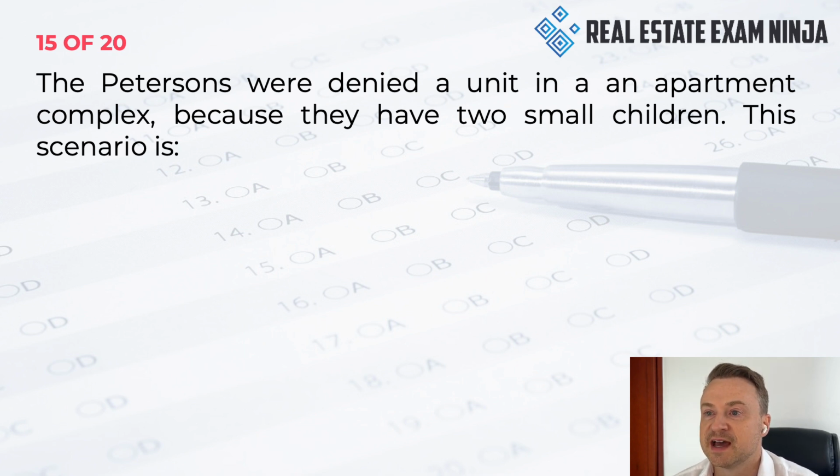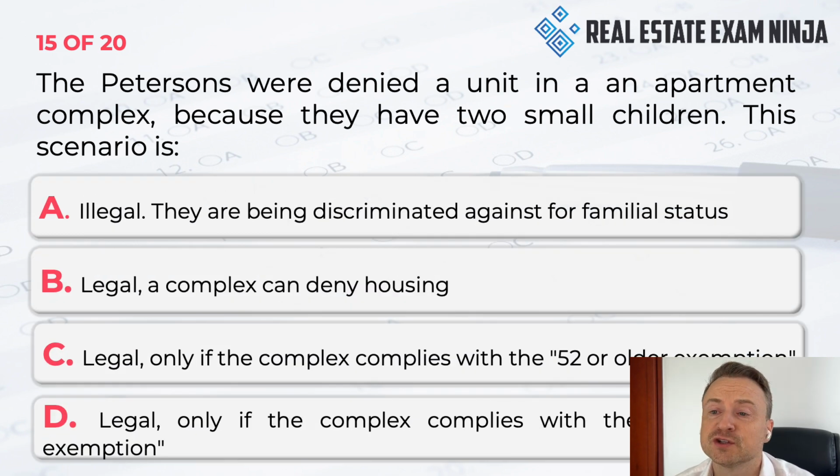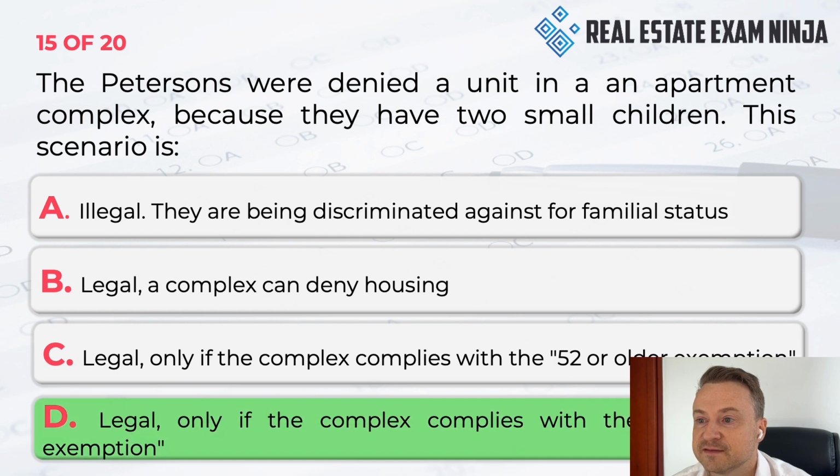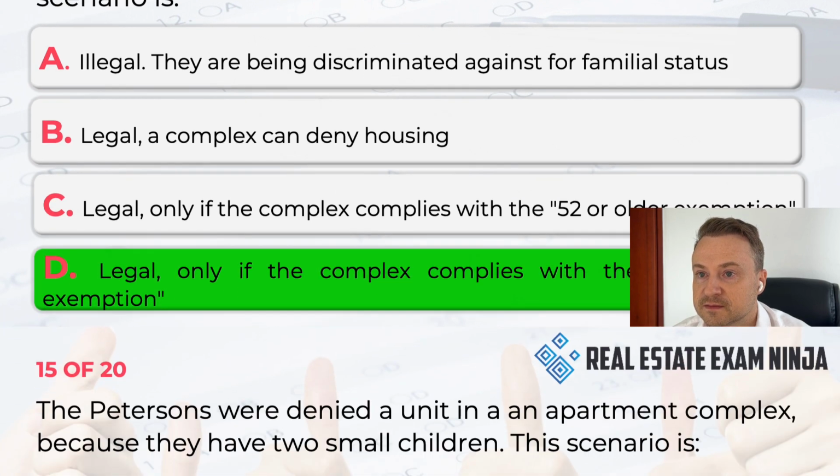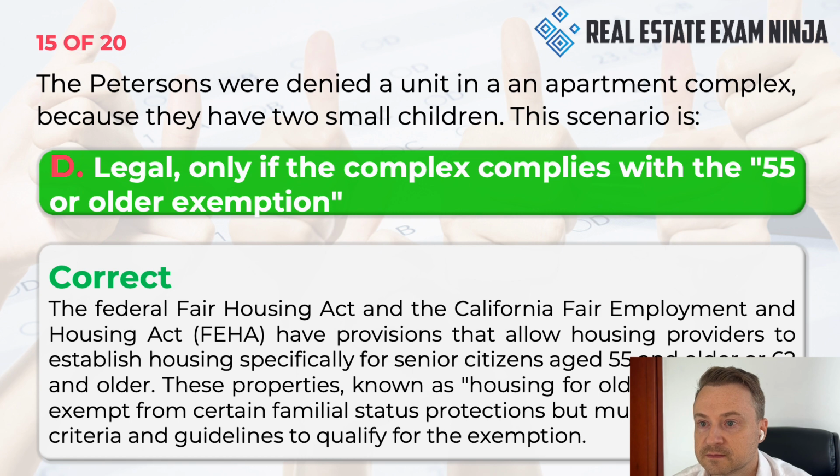The Petersons were denied a unit in an apartment complex because they have 2 children. Is this legal or illegal? So, believe it or not, this is actually legal because you can't discriminate over 55. Strange, but legal.